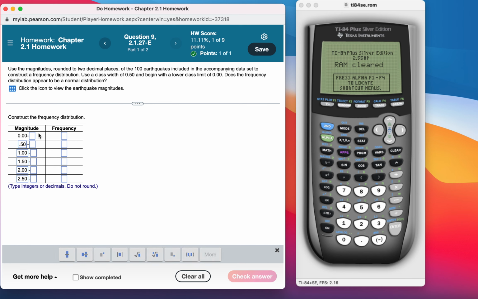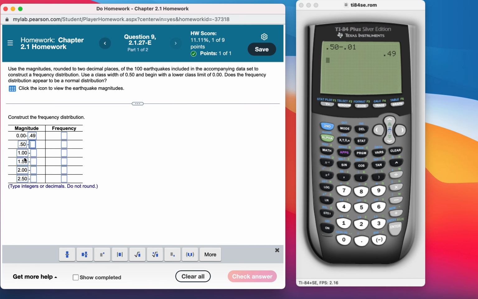Now to set up your upper class limits, since we're using 2 decimal places, the first decimal place is the tenths place, the second decimal place is the hundredths place. So I want to subtract 1/100th from 0.50. Let me just show you that on the calculator. So 0.50 minus 1/100th, which is 0.01, that is 0.49. So the upper class limit for the first class is 0.49.